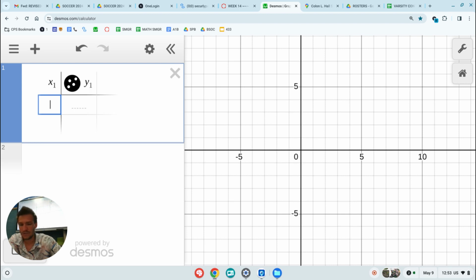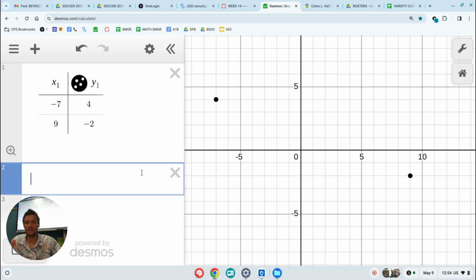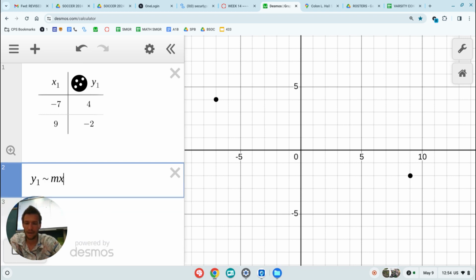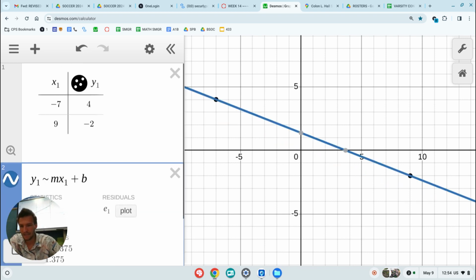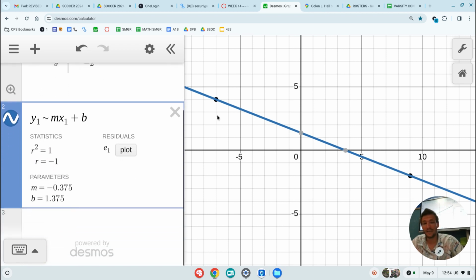Table. -7 is the x number, and 4 is the y number. 9 is the x number, and -2 is the y number. There's my 2 dots. And then we're going to use that weird y1 squiggly line mx1 plus b. And DESMOS is going to create that perfect line for you.